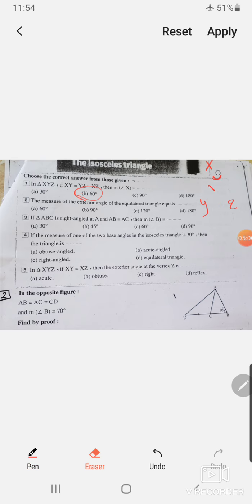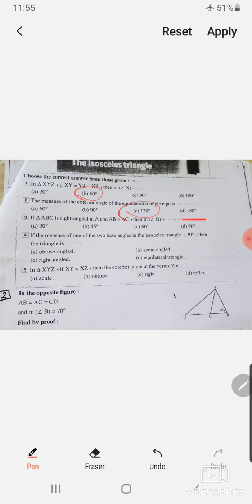Let's take another example. Example number 2: the measure of the exterior angle of the equilateral triangle. Here you have an equilateral triangle, all sides are equal, each angle equals 60. I want the exterior angle of this one. This is the exterior, and on the same straight line, of course, 180 minus 60, which equals 120. Okay. Let's take another one.